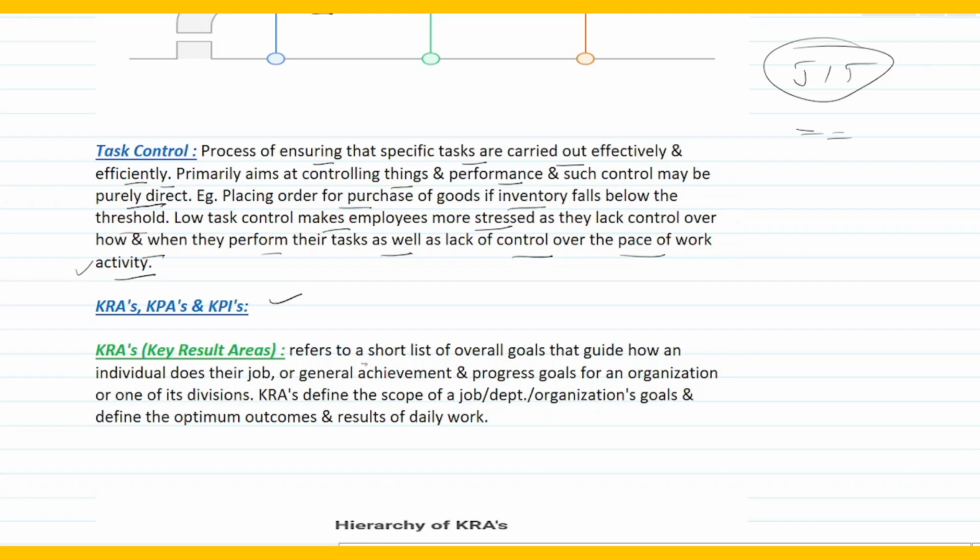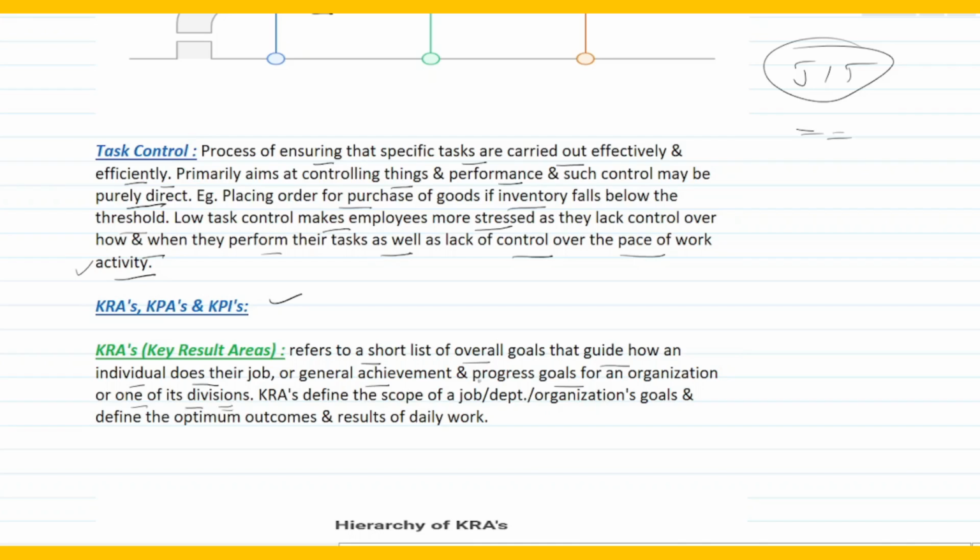It refers to a short list of overall goals that guide how an individual does their job, or general achievement and progress goals for an organization or one of its divisions, right? So what do you mean by key result areas? Try to understand this. It is a short list of overall goals. So overall goals, you create a short list of that, and that gives you guidance how an employee or an individual should do their job, or what can be their general achievement and progress and goals for an organization. Either it can be from an employee perspective, or even if you talk about a division.